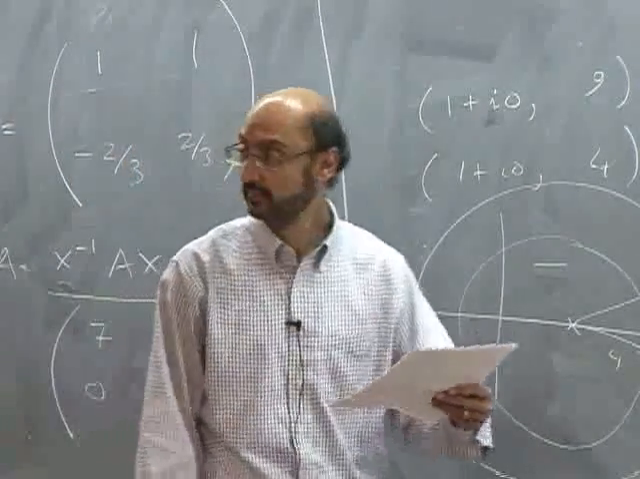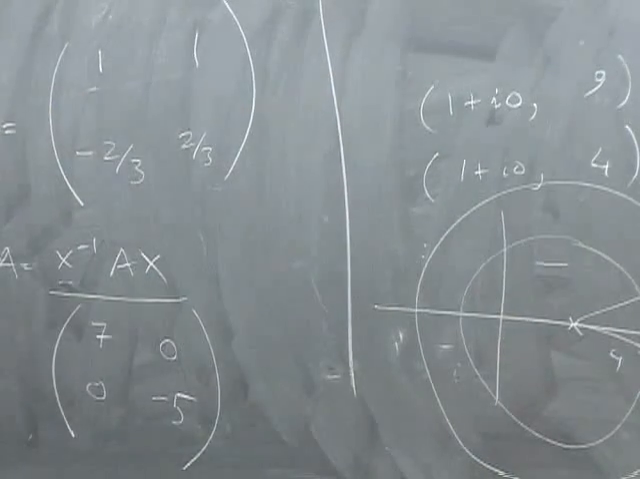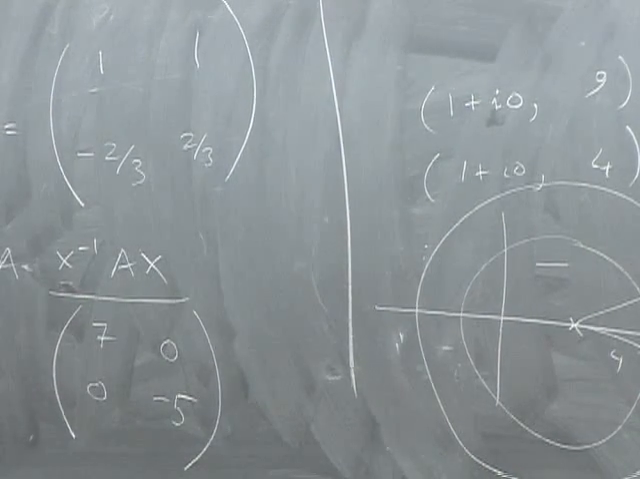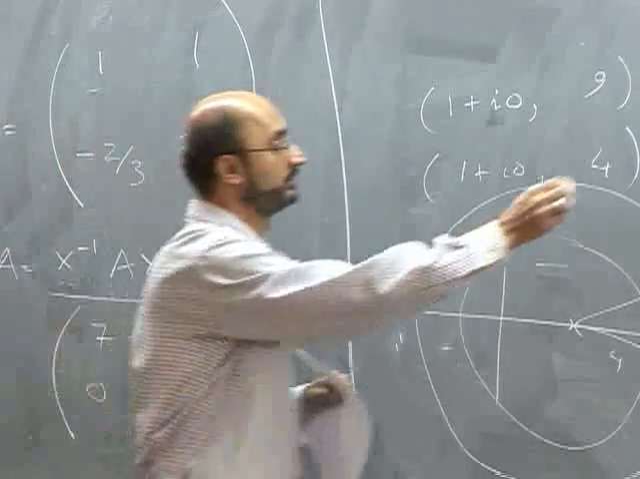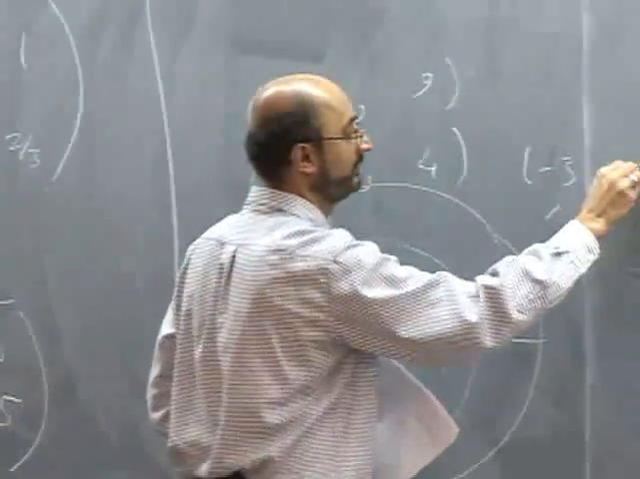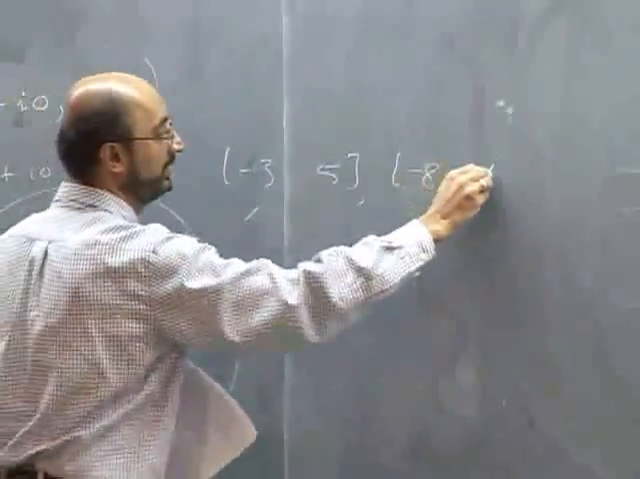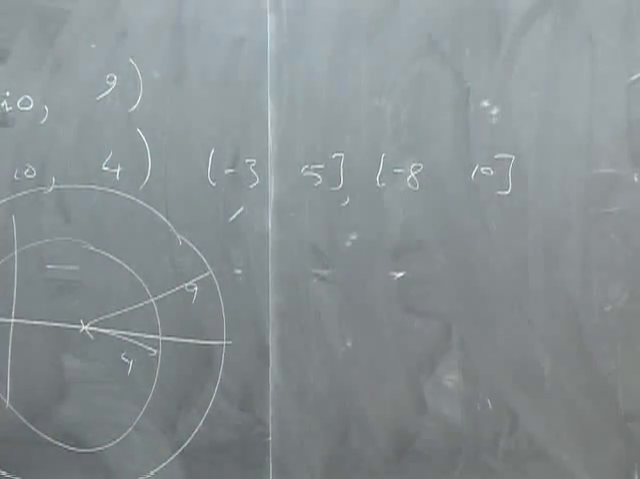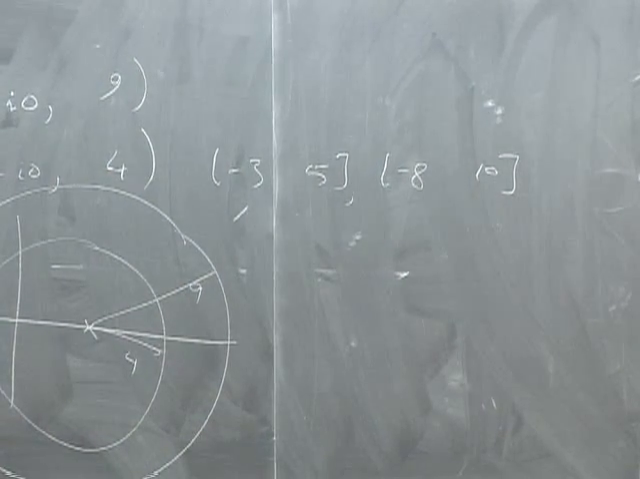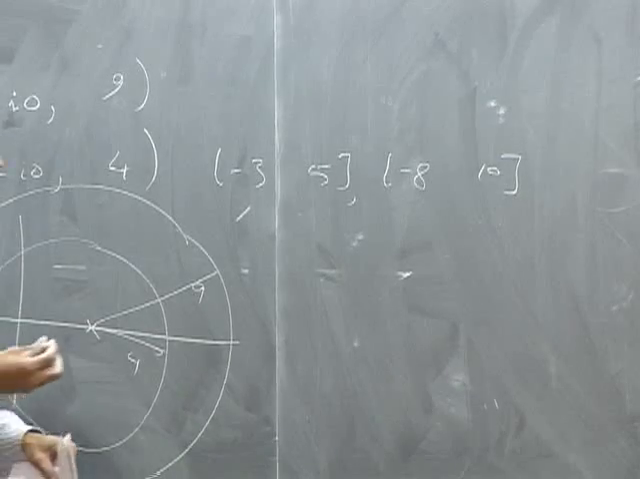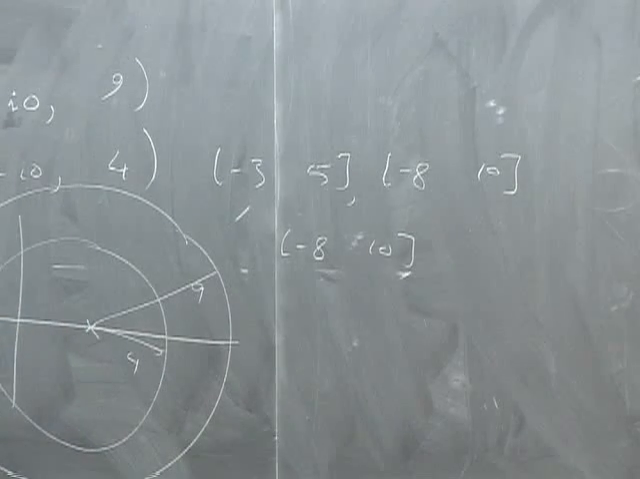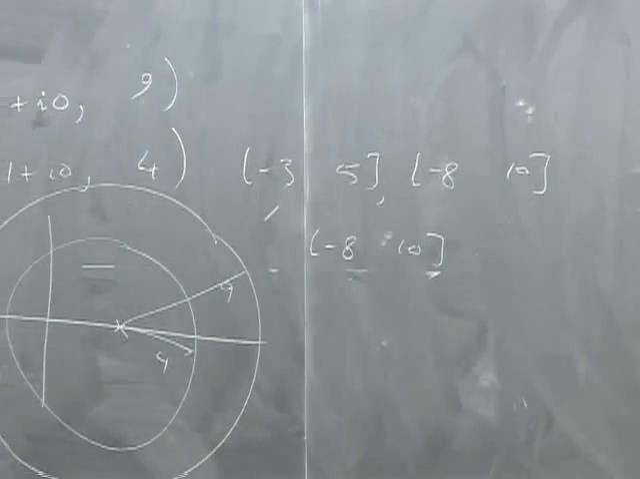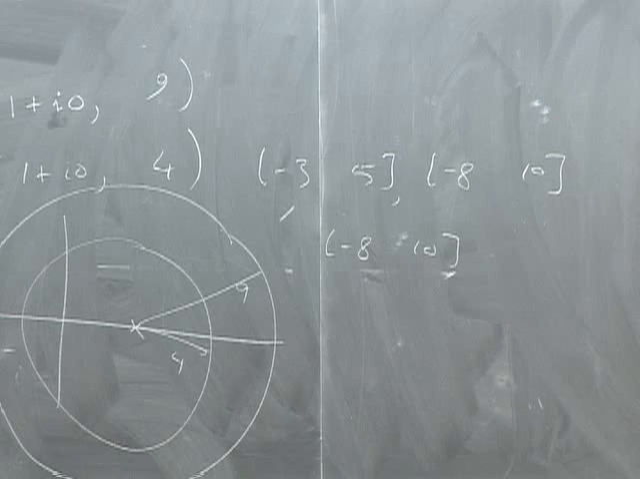So the answer is minus 3 to 5 and minus 8 to 10. Yeah, that's right. You can do that as well. One of them is minus 8 to 10, the union is minus 8 to 10. That's equally acceptable. It's just the way you represent it, but you just need to understand where the disks are. But it's not symmetric.